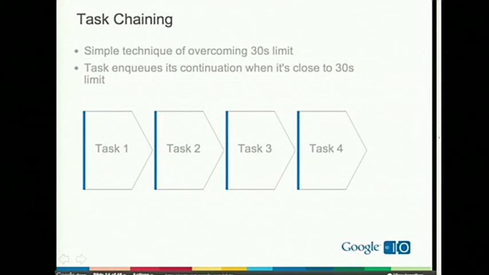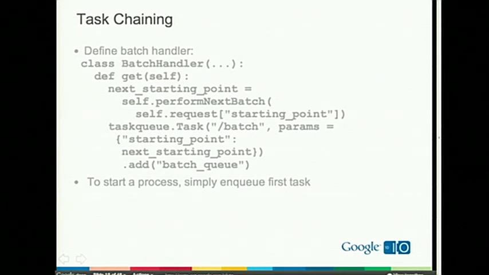So people have created a task chaining technique. This is something which you use to overcome the 30-second limit. You basically run for some time, and as soon as you see that your time is ending, you're close to 25 seconds, you enqueue another task and finish your job. So you effectively split your job into batches, and each batch is processed by a separate task. And the code looks kind of OK.